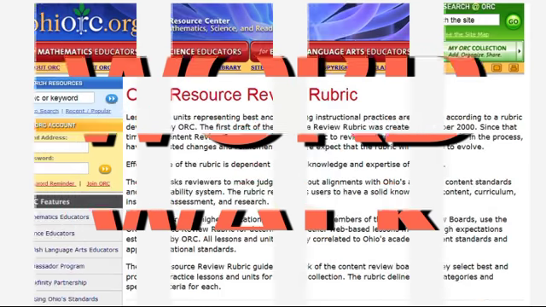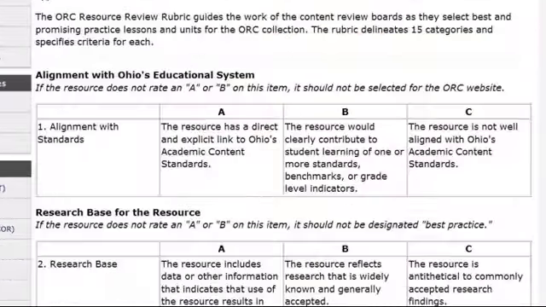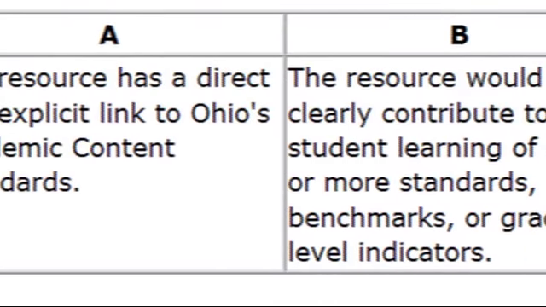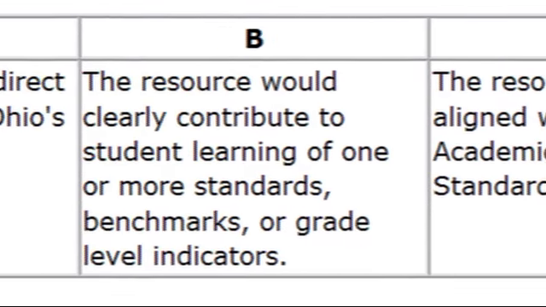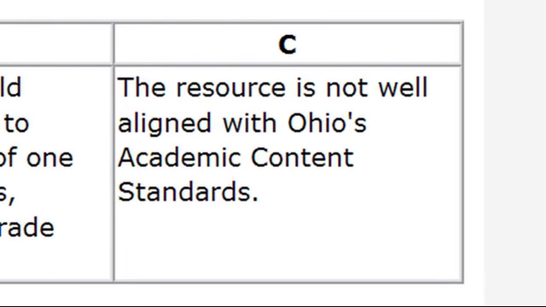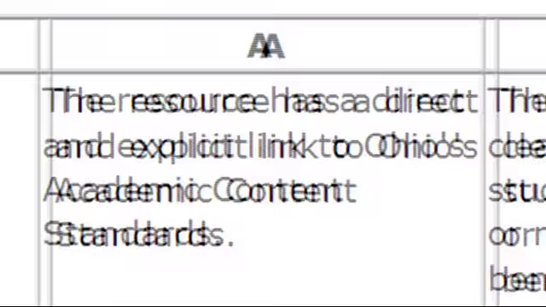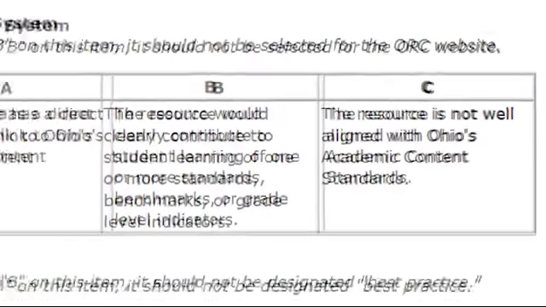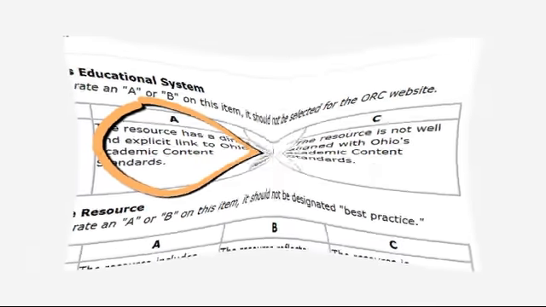The first category to ponder deals with alignment to standards. There are 3 statements that will help you evaluate how Word Walk addresses the standards. Read the 3 statements and the lesson. Decide whether A, B, or C best describes the lesson, and circle the statement on your copy of the rubric.